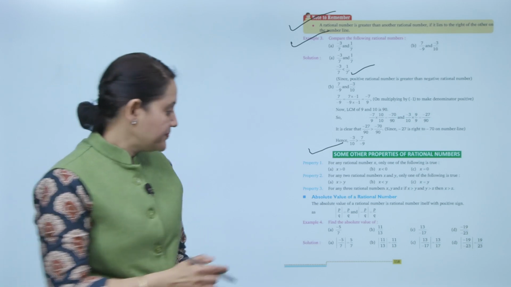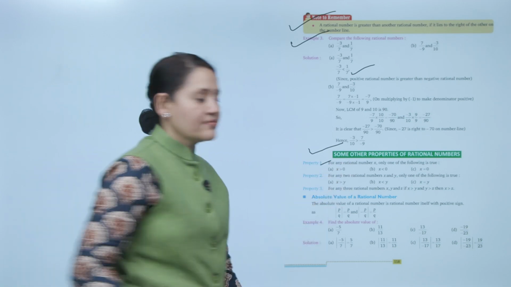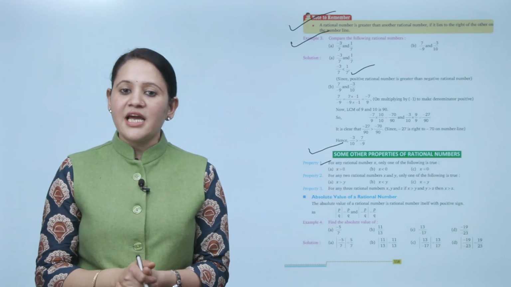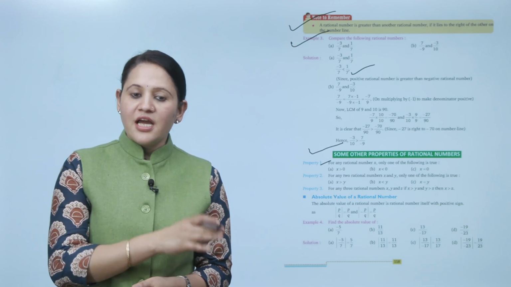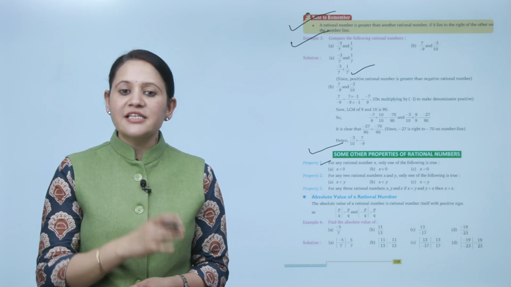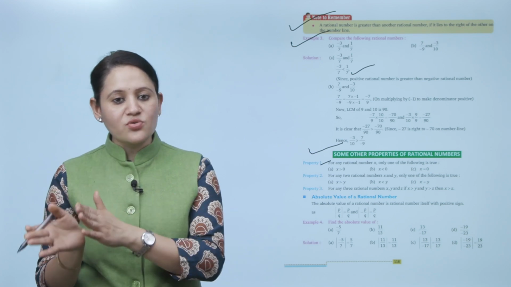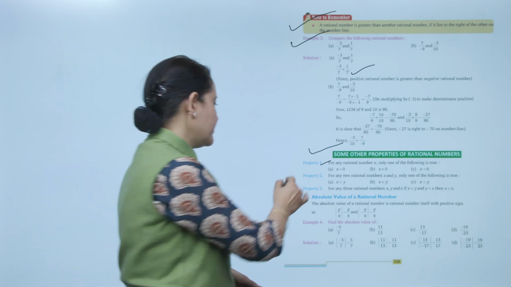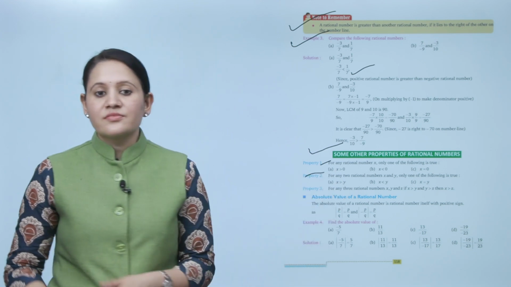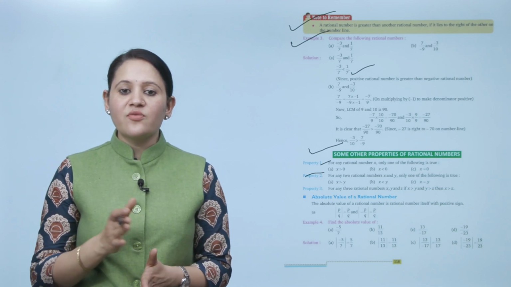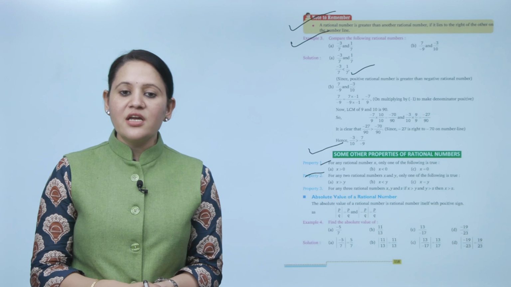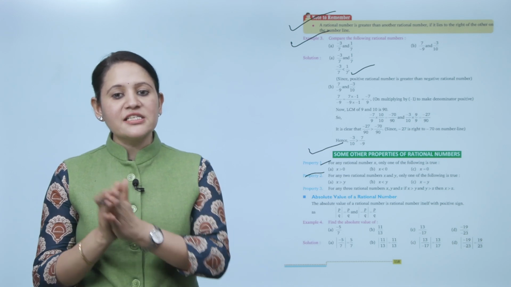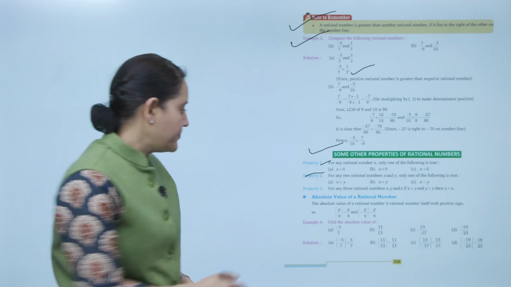Next is some other properties of rational numbers. Property 1. For any rational number x, only one of the following is true: either x is greater than 0 or x is less than 0 or x is equals to 0. Property 2. For any two rational numbers x and y, only one of the following is true: x is greater than y or x is less than y or x is equals to y. Property 3.